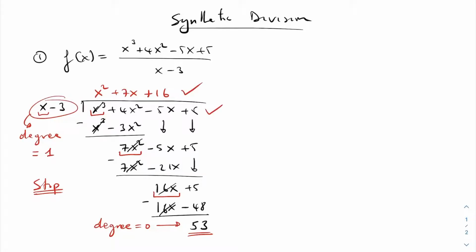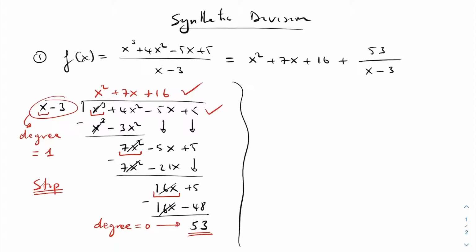And so you can go ahead and rewrite your function f of x as equal to the quotient plus the remainder divided by the divisor. And so you're going to have x squared plus 7x plus 16 plus 53 divided by x minus 3. And so this is how you would do this particular problem if you were to use long division. Now let's see how this will work out if you were to use synthetic division.